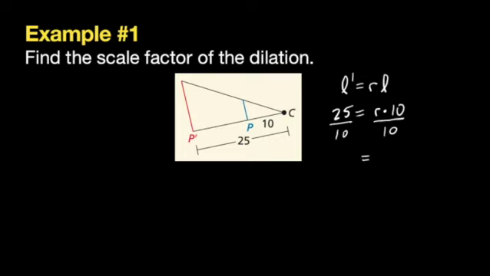That means 25 divided by 10 is going to give you 2.5, and that's going to be equal to R. So our scale factor is going to be 2.5. From this point right here, this distance is 10. The whole distance is 2.5 times bigger than our original one. Let's look at another example.